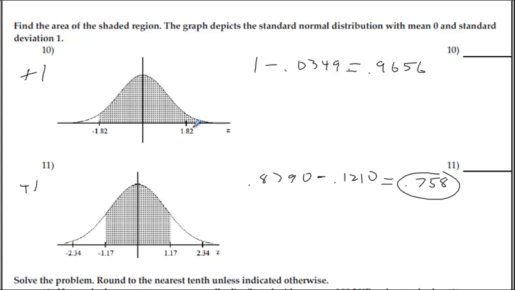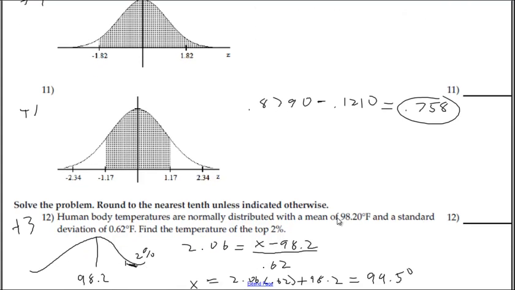The only error I saw on that one is some people weren't including this shaded area. This is shaded. You want to include all of that. On 11, you can look up -1.17 and 1.17. There are the 2 p-values, and you find the difference. So the area between them is 0.758. You get these 2 numbers from your Z table, the 0.879 and the 0.121.